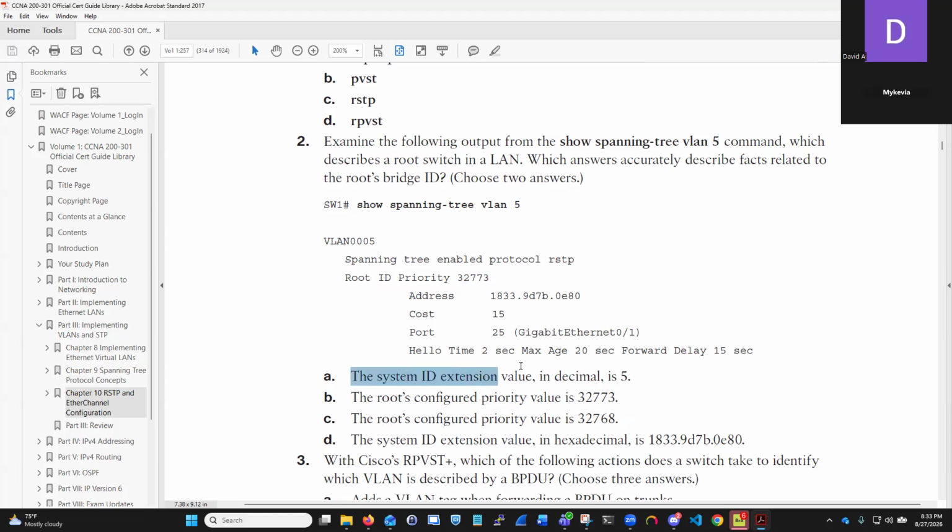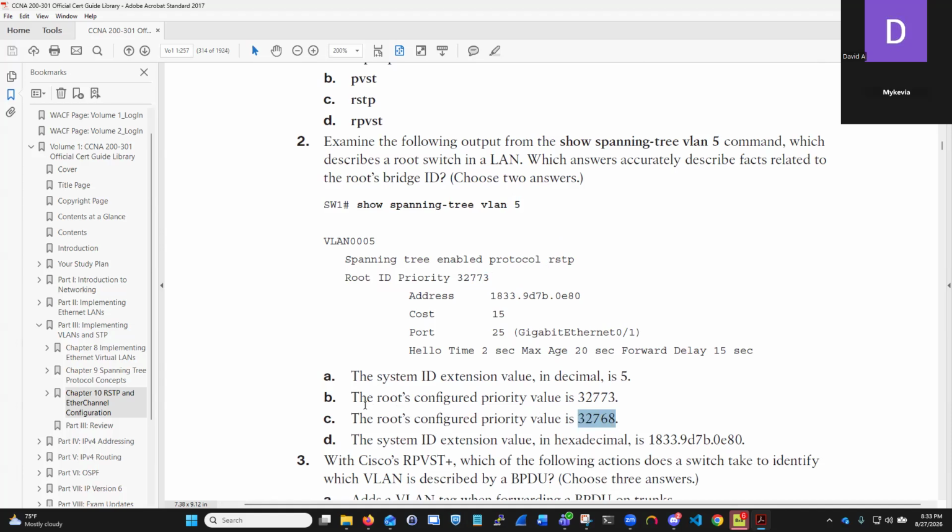You're learning, right? Okay. So A, and then let's look at C. The root's configured priority value is 32,768. How can you determine this? You need to be a little bit intuitive about this. You see this and you say 32,773. What's that minus 5? You do that minus 5, 32,768. Boom, there you go.